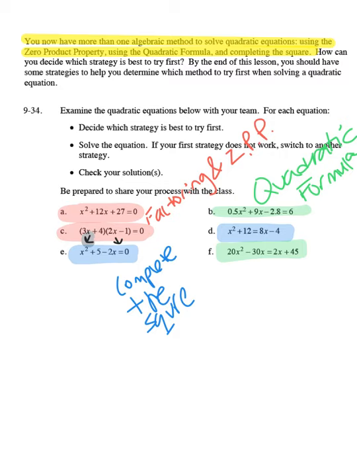I picked quadratic formula for B and F because there's bigger numbers. It's hard to factor with big numbers, and it's hard to factor with decimals, and I don't want to complete the square with decimals either. However, quadratic formula would work on all of these problems, but factoring can be faster.